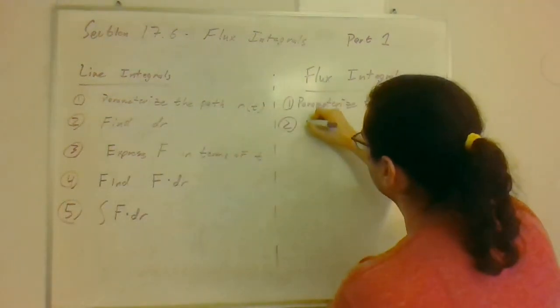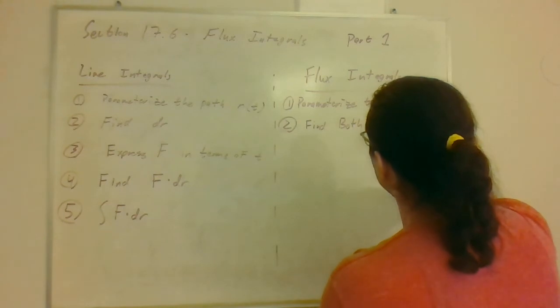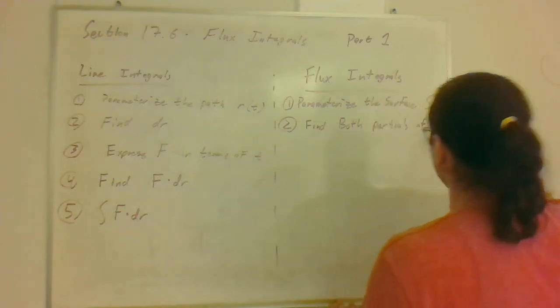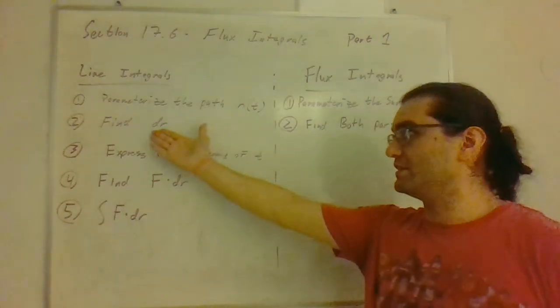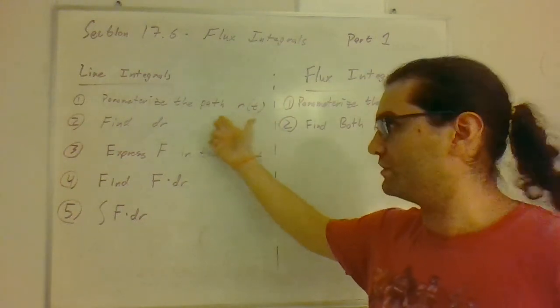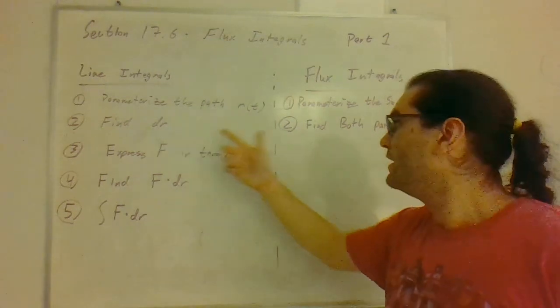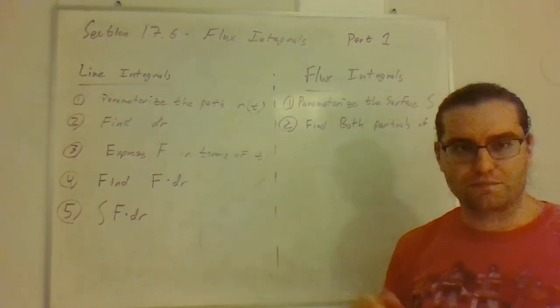We need to find both partials of S. So it's not just as easy as finding dr anymore. When we parameterized the path r, it was of 1 variable. We could find its derivative. That was really straightforward. It's pretty effortless. Here, when we parameterize a surface, it's going to have 2 independent variables.